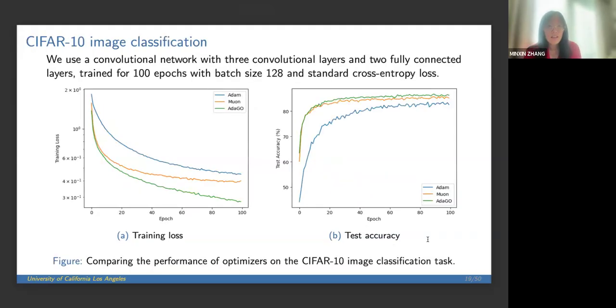The second experiment we did is CIFAR-10 image classification. We use a convolutional network with three convolutional layers and two fully connected layers, and we train for 100 epochs. You can see in the two pictures that both the training loss and test accuracy for our algorithm achieve better performance compared to the widely used Adam as well as the new optimizer Muon.